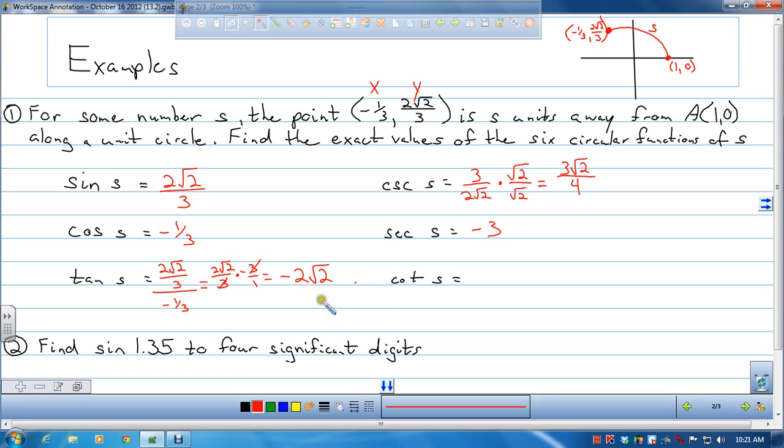Now the cotangent is going to be negative 1 over 2 root 2, which I know I need to rationalize my denominator, right? So it's still going to be negative. I'm going to have a root 2 on the top, or in the numerator. And down here, root 2 times root 2 is 2. 2 times 2 would be 4. So I end up with negative root 2 over 4. Okay.